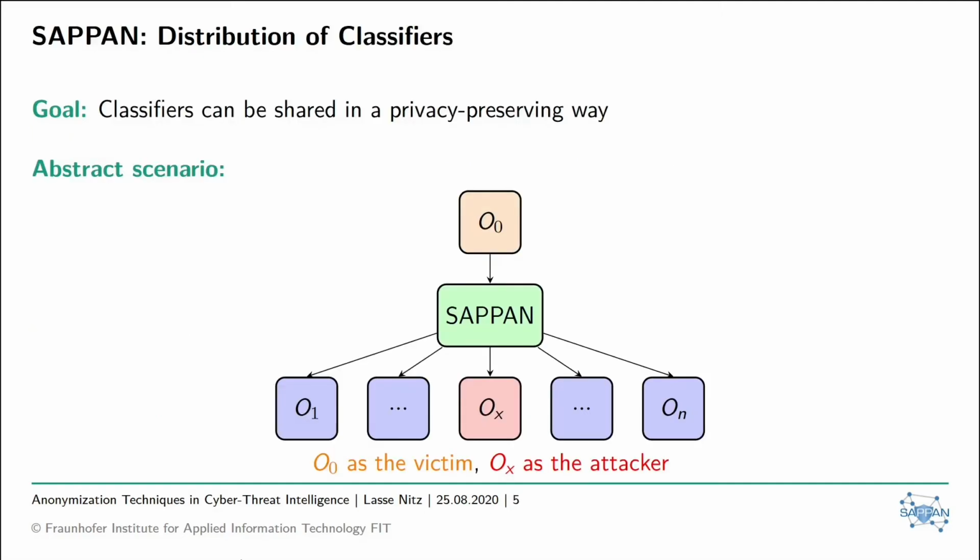Our goal is now to share these classifiers in a privacy-preserving way, meaning in this abstract scenario, organization O0 wants to share the trained classifier via the SAPAN platform with many other organizations, O1 to ON, and even if we consider one of them as being an attacker who tries to extract training data from this trained classifier, he cannot retrieve any meaningful information.